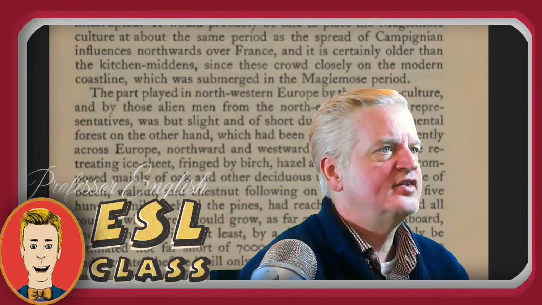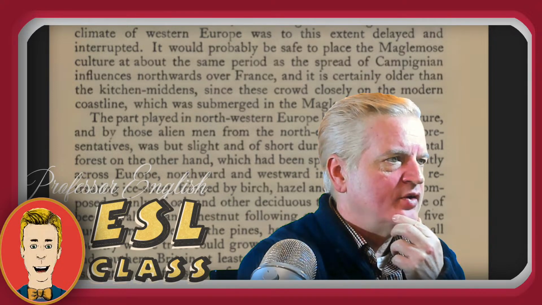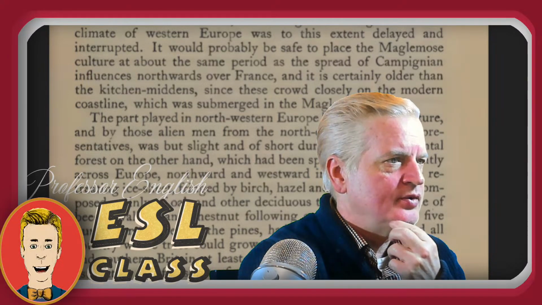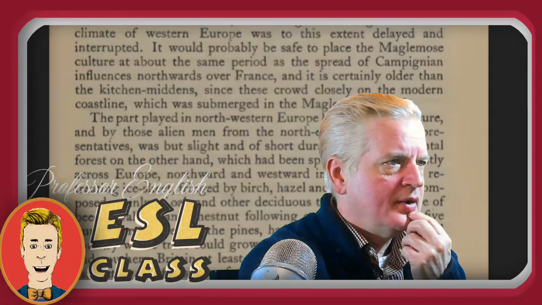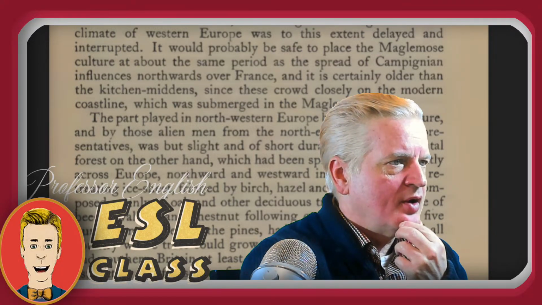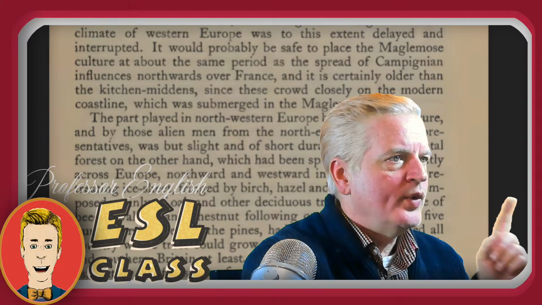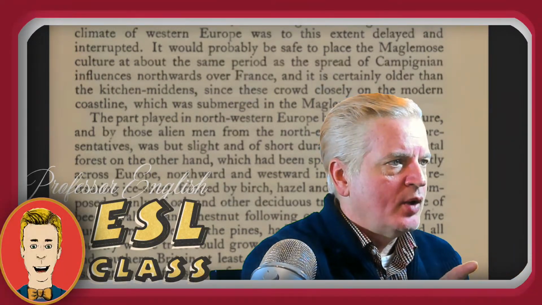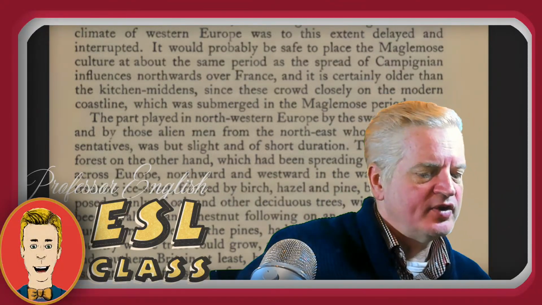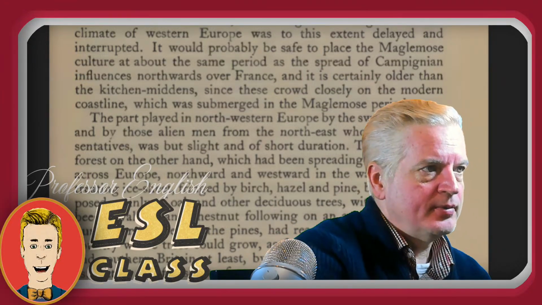So let's see, it's certainly older than the kitchen middens. What is certainly older? It would probably be safe to place the Maglemose culture at about the same period as the spread of the Campignan influences northward over France, and it's certainly older than the kitchen middens. So whatever evidence they have of the Maglemose culture is older than the garbage heaps that they found, which follow the modern coastline. So they find these garbage heaps in the same line as the coastline, which is modern, but at the time they're talking about, this other group was submerged in water.